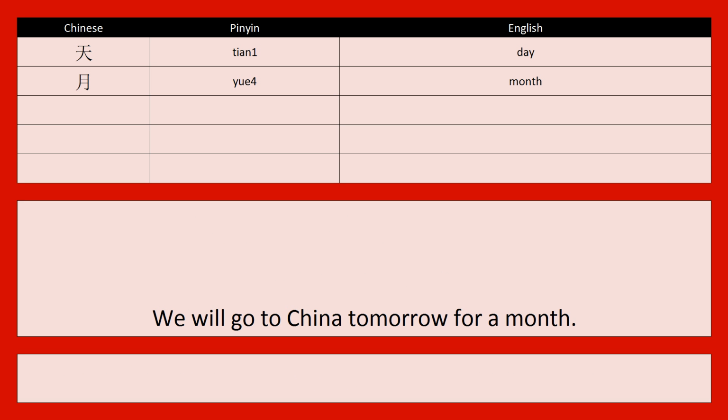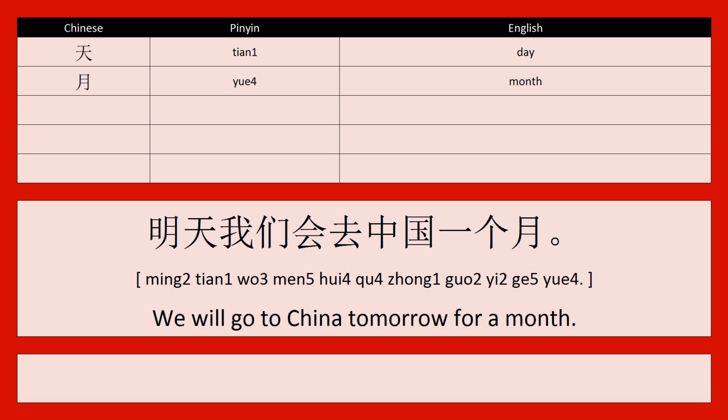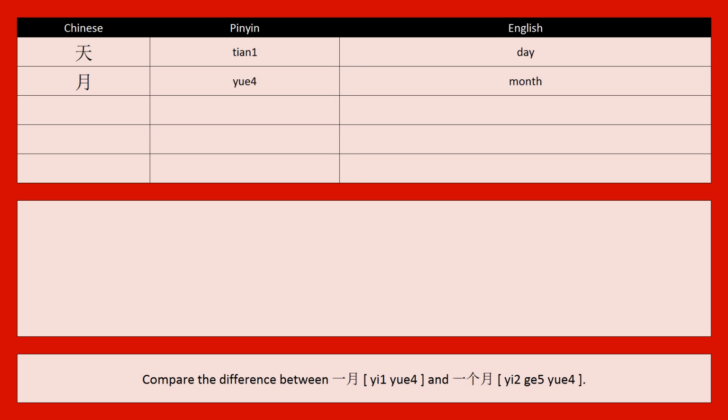Our second translation. We will go to China tomorrow for a month. 明天我们会去中国1个月。 Compare the difference between 1月 and 1个月。1月 means January, but 1个月 means 1 month.